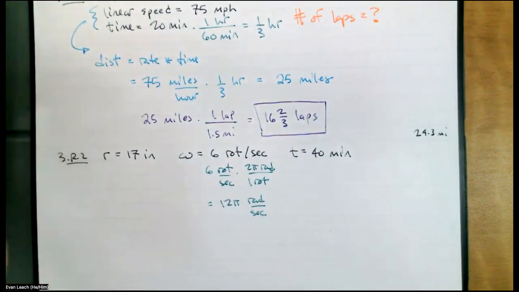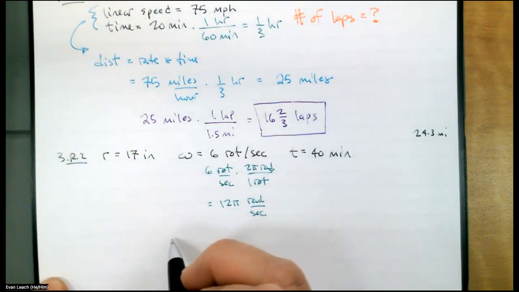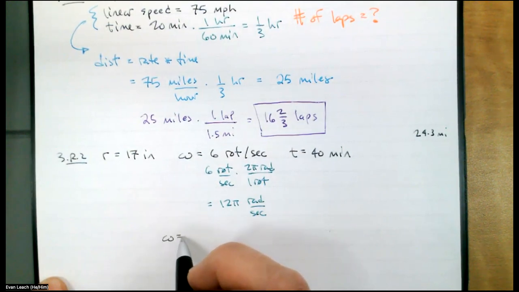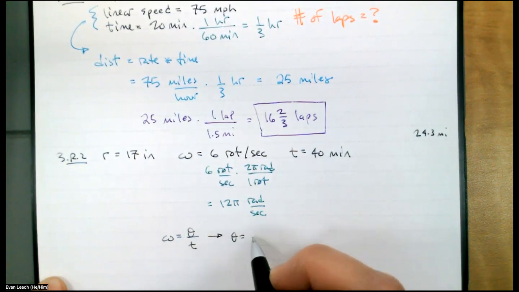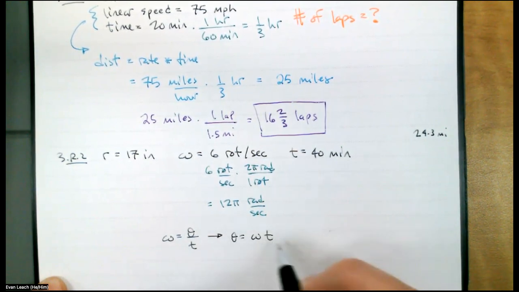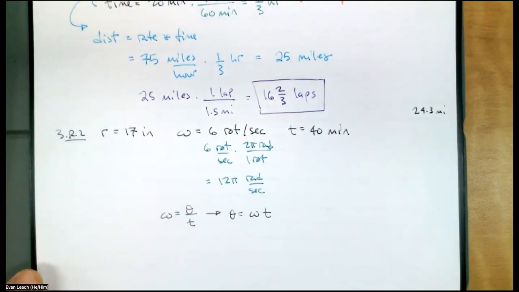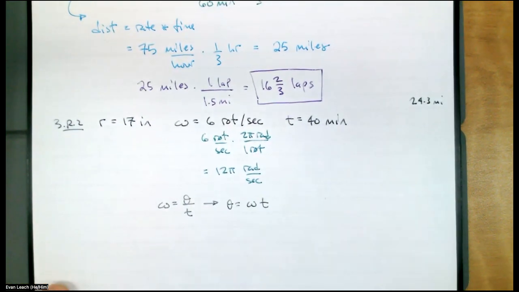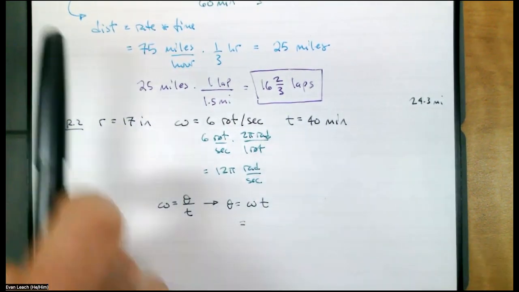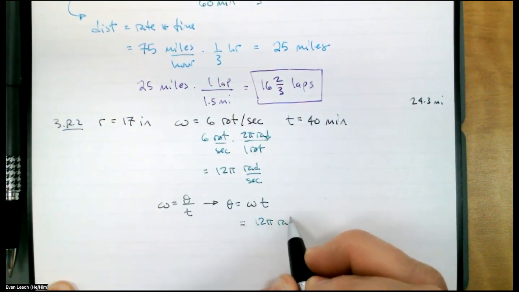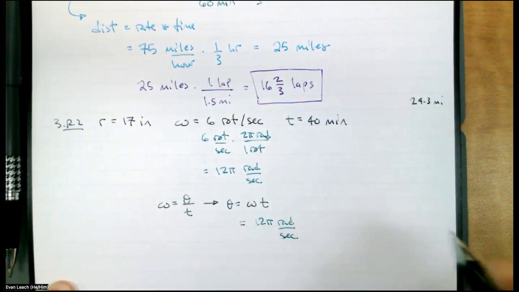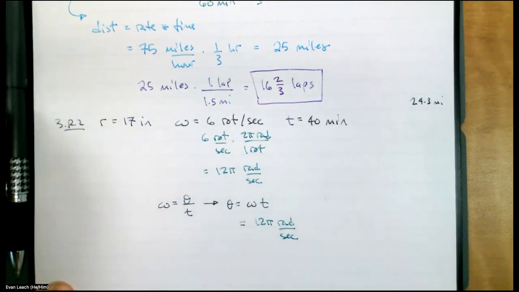So once again, we're going to go back to our omega is theta over t, or if we want theta, we just do omega times t, but we've got to make sure omega and t agree on what scale we're going to use. So our omega is 12 pi radians per second. Our time is 40 minutes.